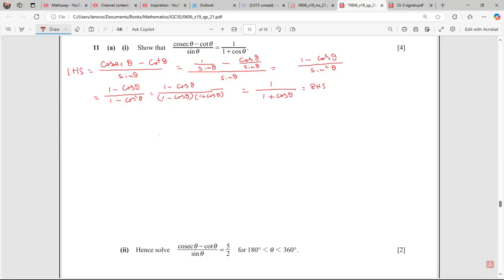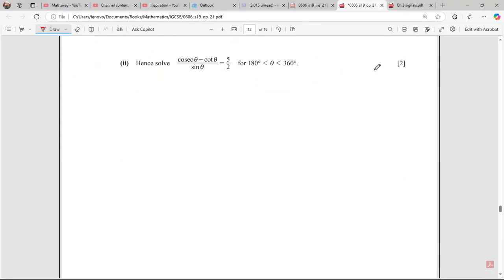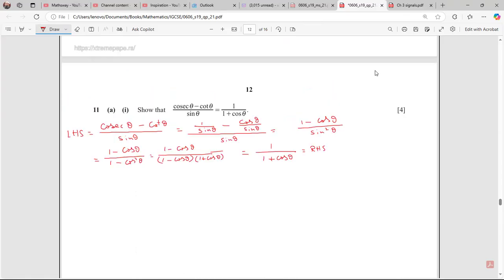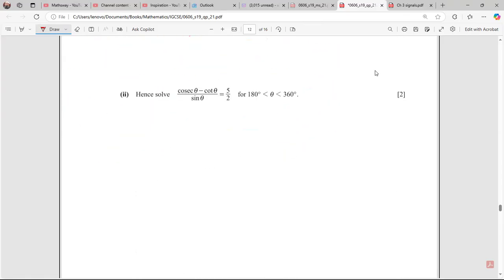So this is simple, not very challenging. Anyway, we will move on to the second part of it. Okay, hence solve this equation. The left hand side, we just saw, was equal to 1 over 1 plus cos theta, right? Okay, and this is given as 5 by 2.